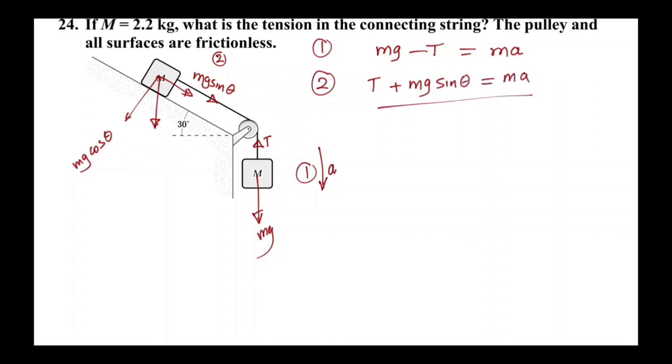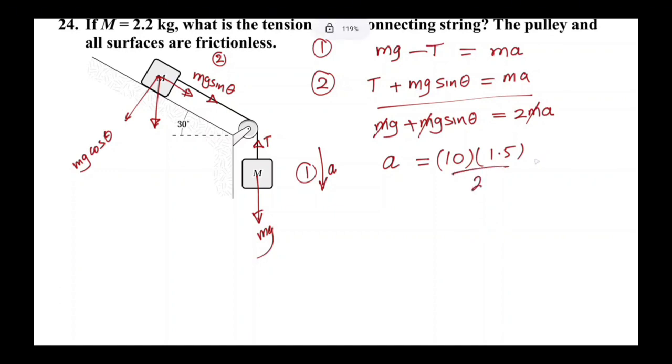You add these two equations, you will get mg plus mg sine theta equals 2ma, and mass with mass, you will find a equals 10 times 1.5. You just substitute numbers, divided by 2, and in this case a equals 7.5 meters per second squared. Now this is the acceleration for this one here.